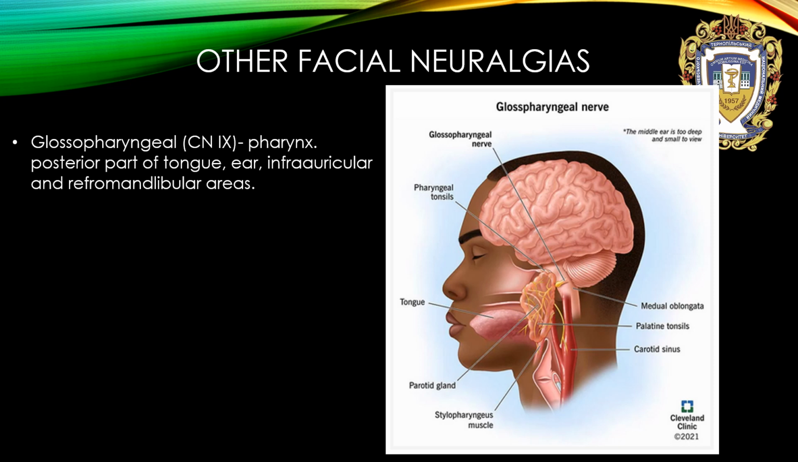Glossopharyngeal neuralgia. Nervus glossopharyngeus. It is the ninth pair of cranial nerves. This nerve innervates the pharynx, posterior part of the tongue, ear, infraauricular and retromandibular areas.